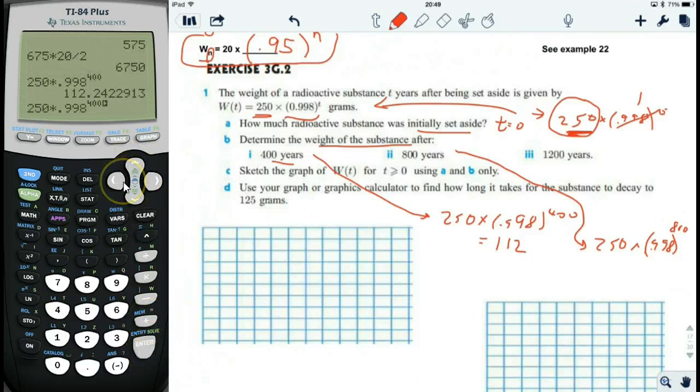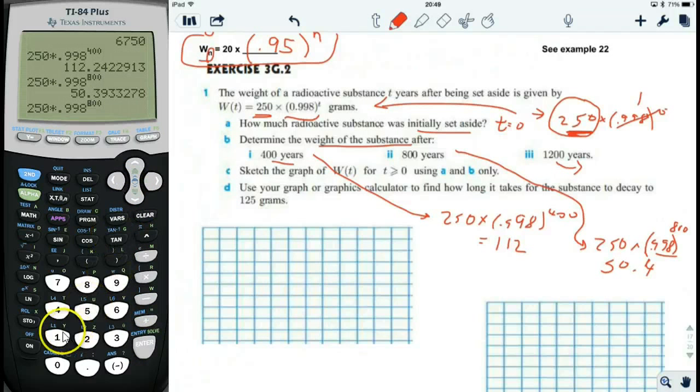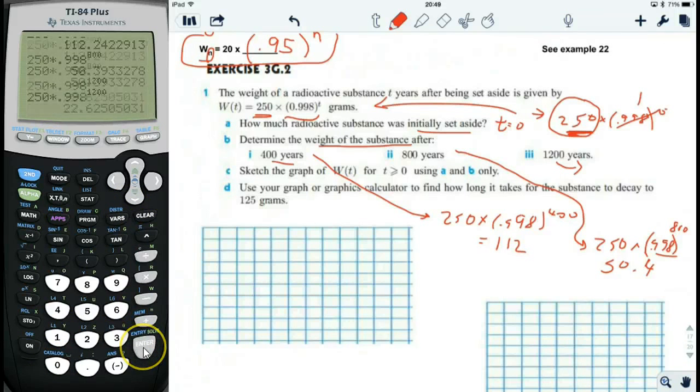So we can type that again, and we're just going to back up here. We're going to replace the 4 with an 8. Okay, and it's 50.39. It's 50.4, right? And you can see that since the multiplier is a little bit less than 1, the number is getting smaller every time. What about for 1200? Okay, 22.6.